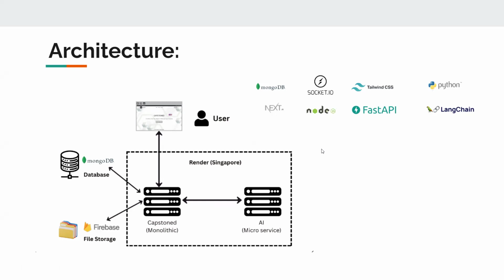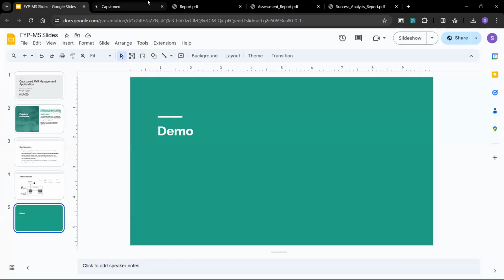Using the power of LLMs, RAG, and embedding functions, we were able to create a vector embedding of previous FYPs. Using that, we were able to come up with these AI features. So let's move on with the demo.